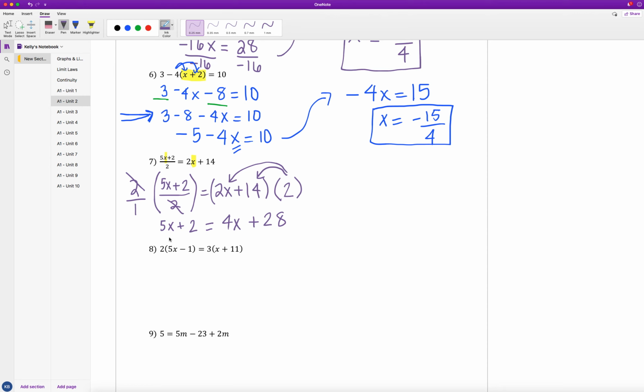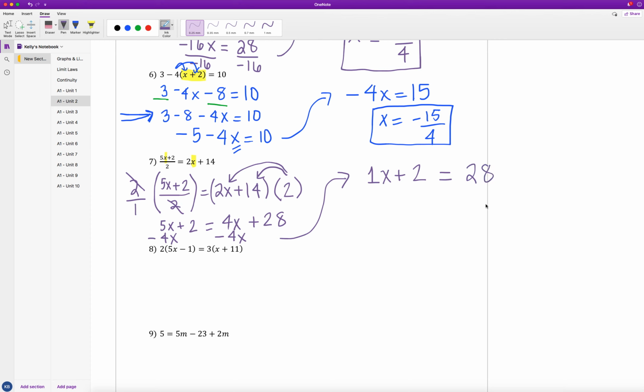Well, my goal is to be able to get x by itself. So why don't I move the 4x over to the left-hand side? To do that, I would want to subtract the entire 4x term, and then whatever I do to the right, I have to do to the left. So I'm going to move over here to our second column. When I subtract 4x on the left-hand side, 5x minus 4x would actually just give me 1x, plus 2 is still there, equals, on the right-hand side, since I subtracted 4x, I have no more x's, and I just get left with 28.